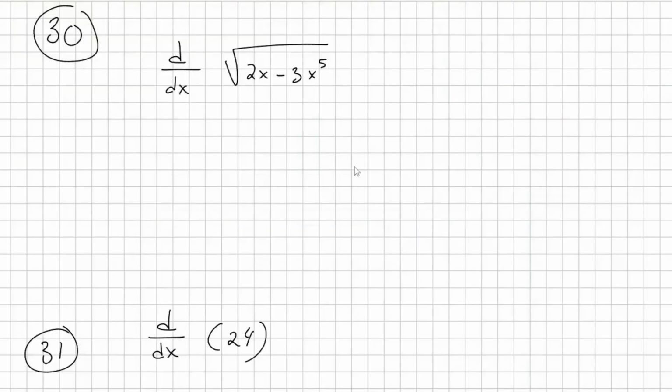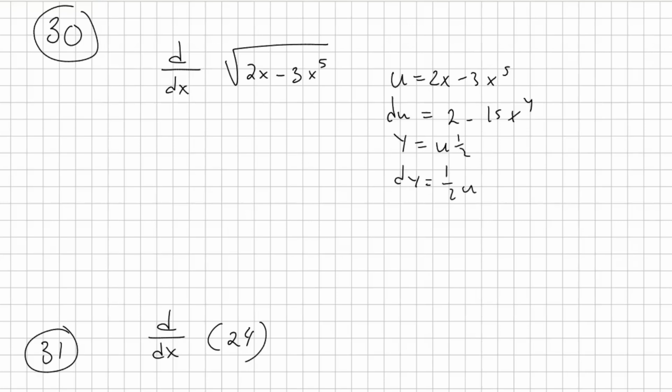There we go. Alright, so for question 30, we have the square root of 2x minus 3x to the power of 5. So in this case, my u is going to be 2x minus 3x to the 5th, where my du is going to become 2 minus 15x to the 4th. And my y is going to be equal to u to the half, therefore my dy is going to be equal to half u to the negative half. Okay, so let's get to doing this.